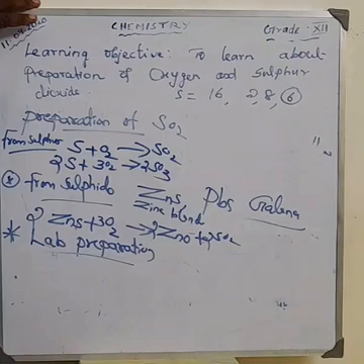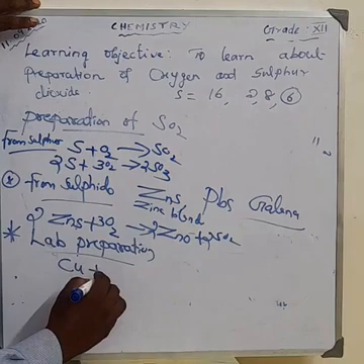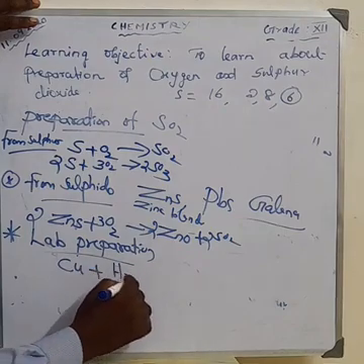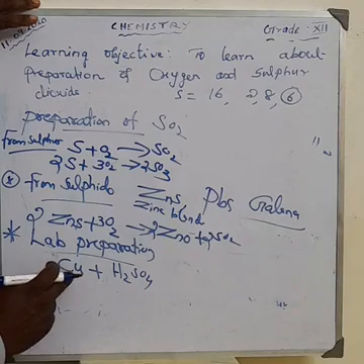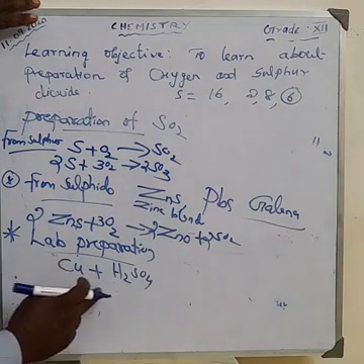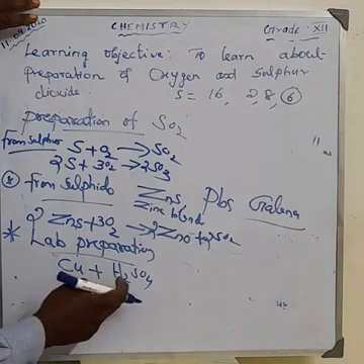Okay, lab preparation. Here we are taking one of the metals, called copper. Copper reacts with sulfuric acid. The copper combines with sulfate to form copper sulfate.